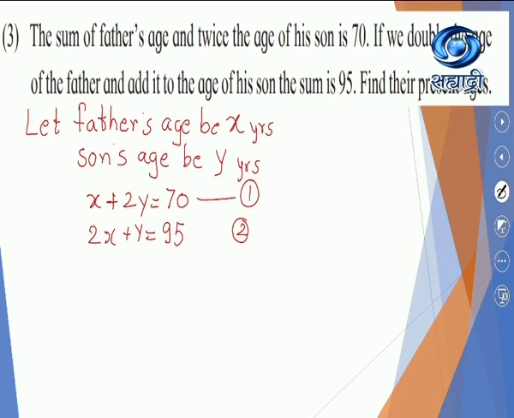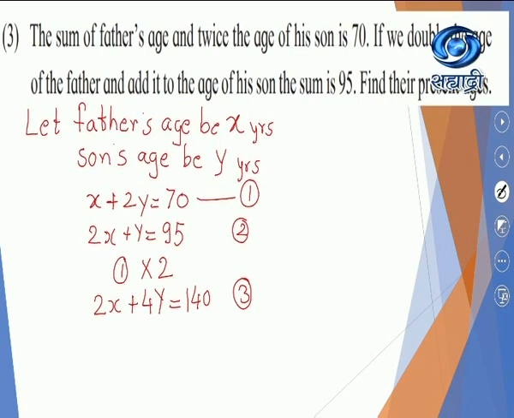Now we can see here that if I multiply equation number 1 or 2 by 2, then either x or y could be eliminated. So let us choose equation 1 to be multiplied by 2. What you get here? 2x plus 4y equal to 140. Another equation we got. Let us name it as equation number 3.